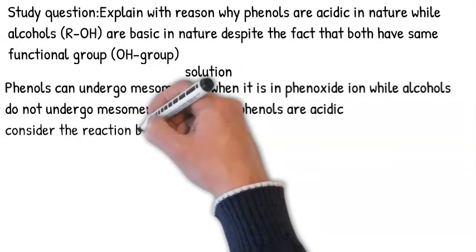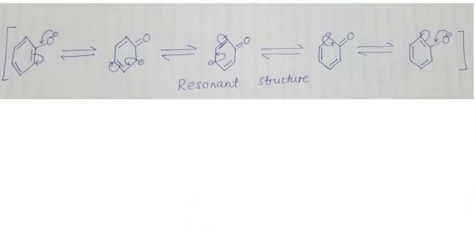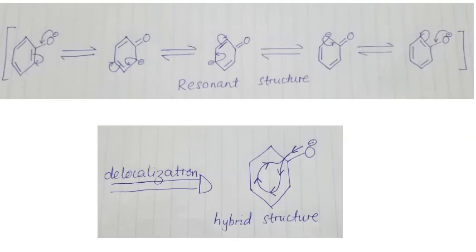Consider the reaction below. Phenol dissociates to form phenoxide ion and hydrogen ion. This resonance structure shows how phenoxide ion undergoes mesomerism, which leads to electron density of the OH group being low, hence hydrogen can be released easily. Hence phenol becomes acidic rather than basic in nature. After delocalization, a hybrid structure is formed, which shows the direction of electrons in the phenoxide ion.